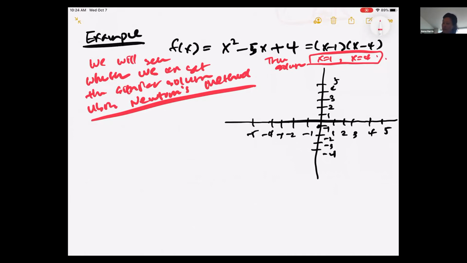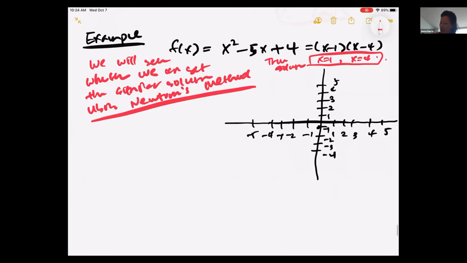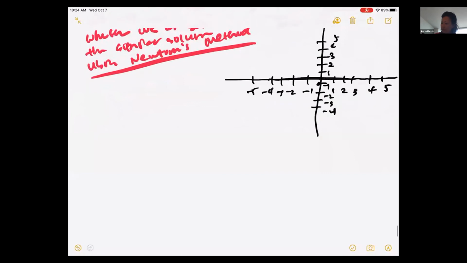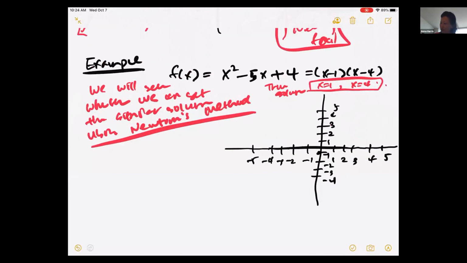All right, so I know this graph will go through 1 and 4. So I have 2 solutions, right here and here. But right now, I'm just going to concentrate on the first one, say 4. Okay, I'm going to concentrate on the 4 right here.